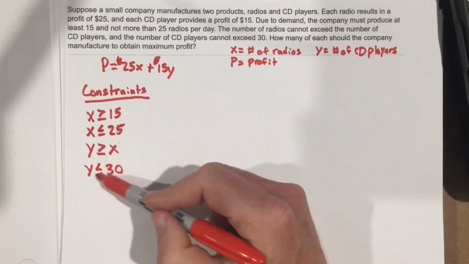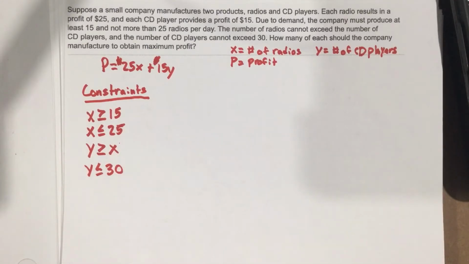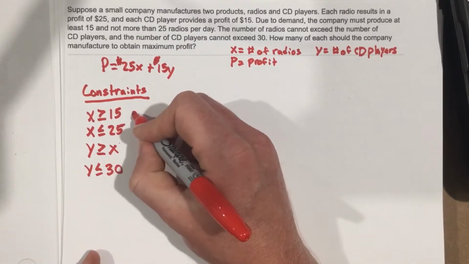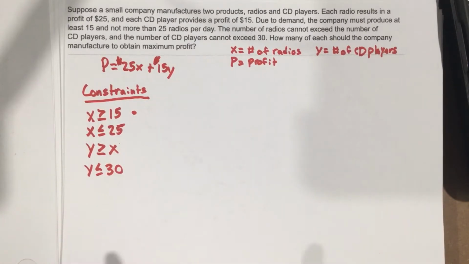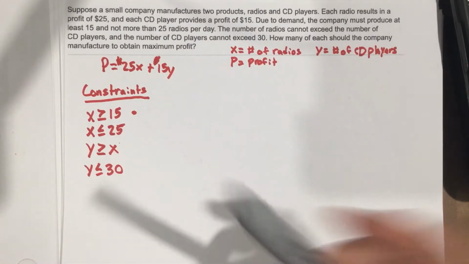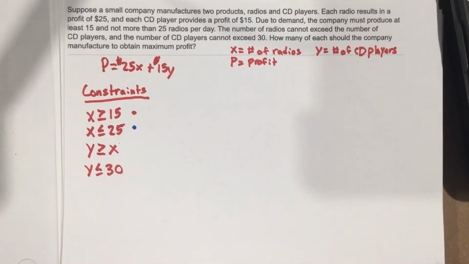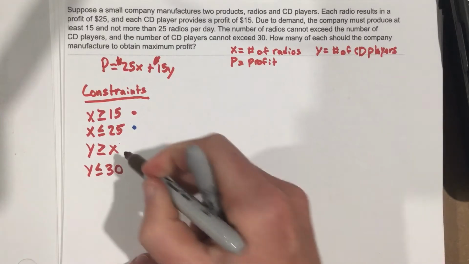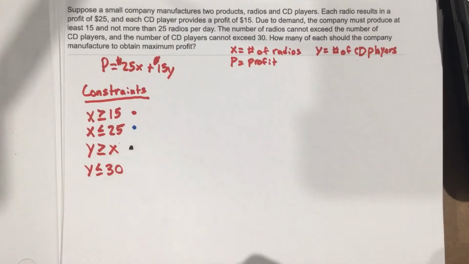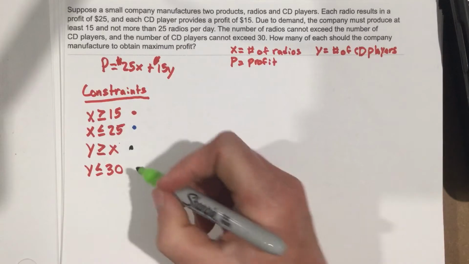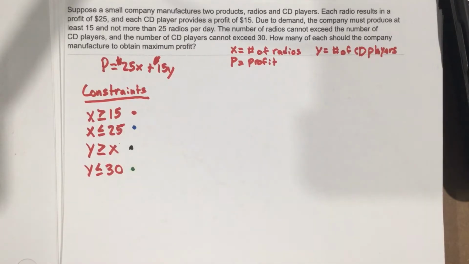Well, let's graph these constraints. I'm going to graph these in different colors. So this one is actually going to be graphed in red. The next one's going to be graphed in blue. We'll graph the Y equals X in brown, or Y greater than or equal to X. And finally, we'll do the Y less than or equal to 30 in green. Let's draw the coordinate plane to figure this out.